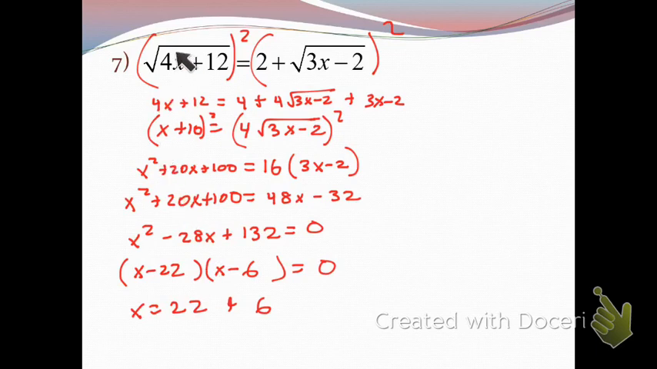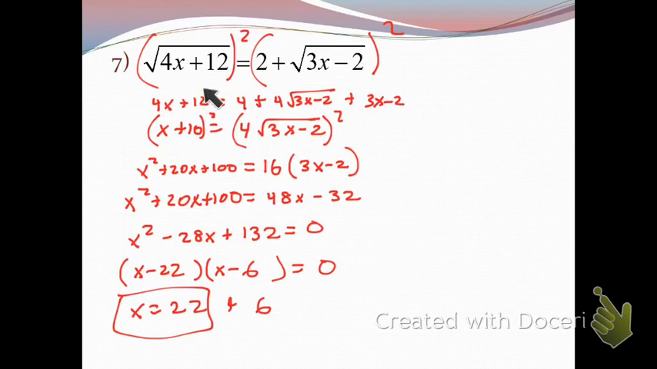Here we go. 22. All right, 4 times 22 is 88. 88 plus 12 is 100. What's the square root of 100? 10. Come over here. 3 times 22 is 66, minus 2 is 64, square root of 64 is 8. 8 plus 2 is 10. 22 works.